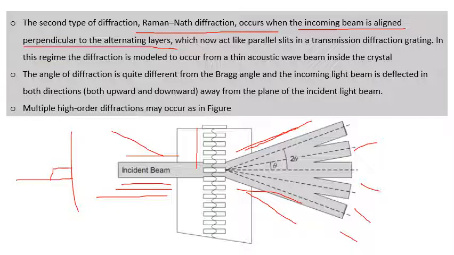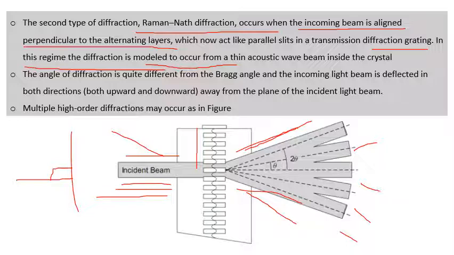Okay, and which act like parallel slits. You can say it's a parallel slit, light is passing through in a transmission diffraction grating. Okay, so in this region, the diffraction is modeled to occur from a thin acoustic wave beam inside the crystal.